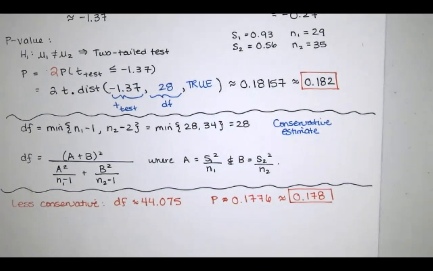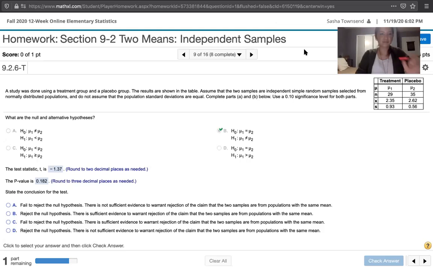Okay, now let's go back to my lab statistics and answer their questions. So we're going to compare this p-value to our 0.10 significance level. That p-value is either 0.182 or 0.178. Either way, that p-value is greater than our alpha value. So we're going to fail to reject the null hypothesis. So it's either A or C.